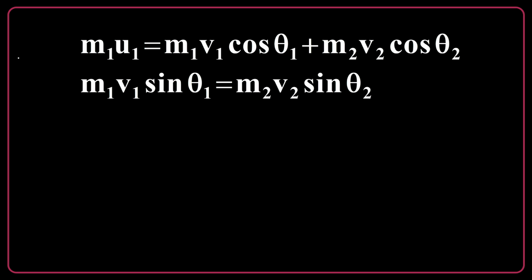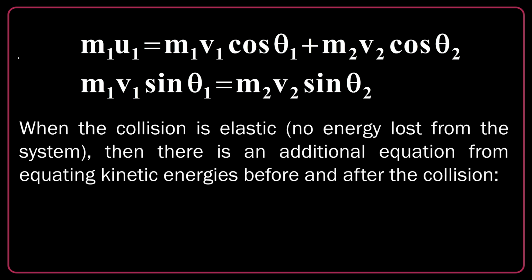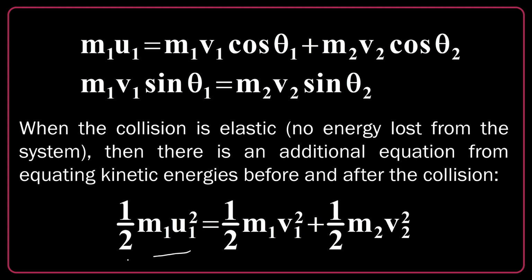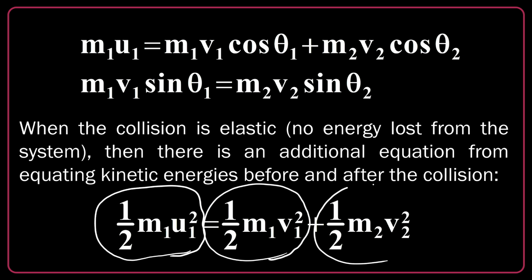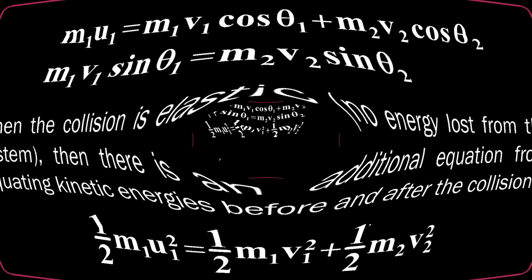If the collision is elastic, I can also have an additional equation. When the collision is elastic, meaning no energy is lost from the system, there is an additional equation from equating kinetic energies before and after the collision. It's the third equation. Here I have the total kinetic energy of object number 1 before the collision, because object number 2 was initially at rest, so it has no kinetic energy. After the collision, I have the kinetic energy of object number 1 and the kinetic energy of object number 2. This is the third equation.